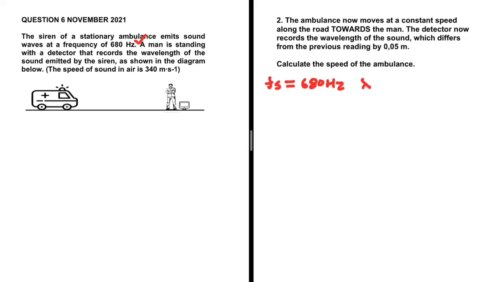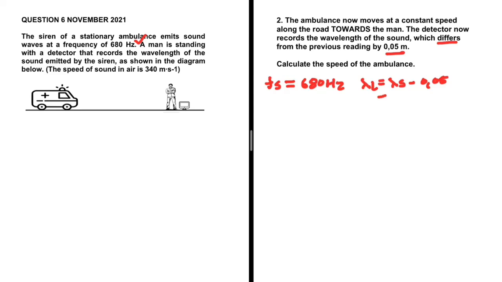The wavelength detected by the listener will be equal to the wavelength emitted by the source minus 0.05, because it says here that it now differs by 0.05 meters. So why are we saying minus 0.05? Because the ambulance is moving towards the man, so the wavelength should be smaller and not bigger. If it was moving away, it would be plus 0.05. But here it is moving towards, so it's going to be minus, so that we can have a shorter wavelength and a higher frequency.